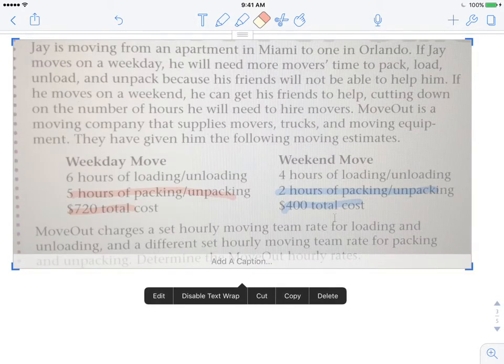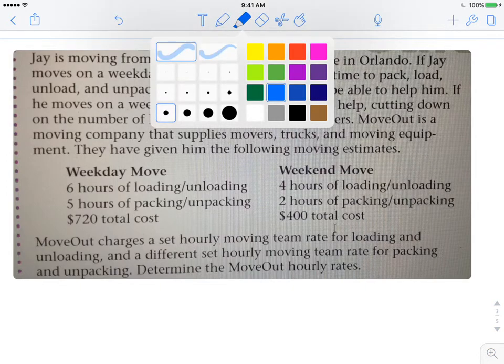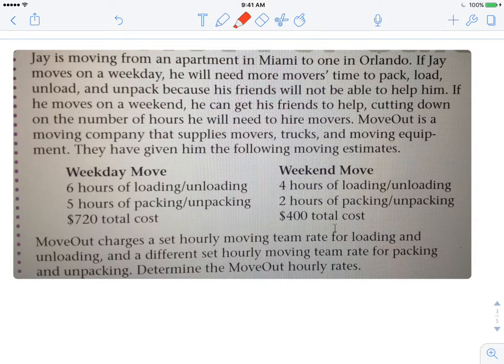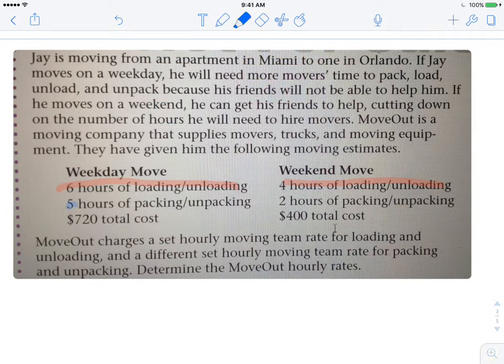All right, so I'll get rid of all that. Okay, so you can kind of see there's two different things going on here. We have loading and unloading in both scenarios. We have packing and unpacking in both scenarios. And then, of course, you have a total cost.